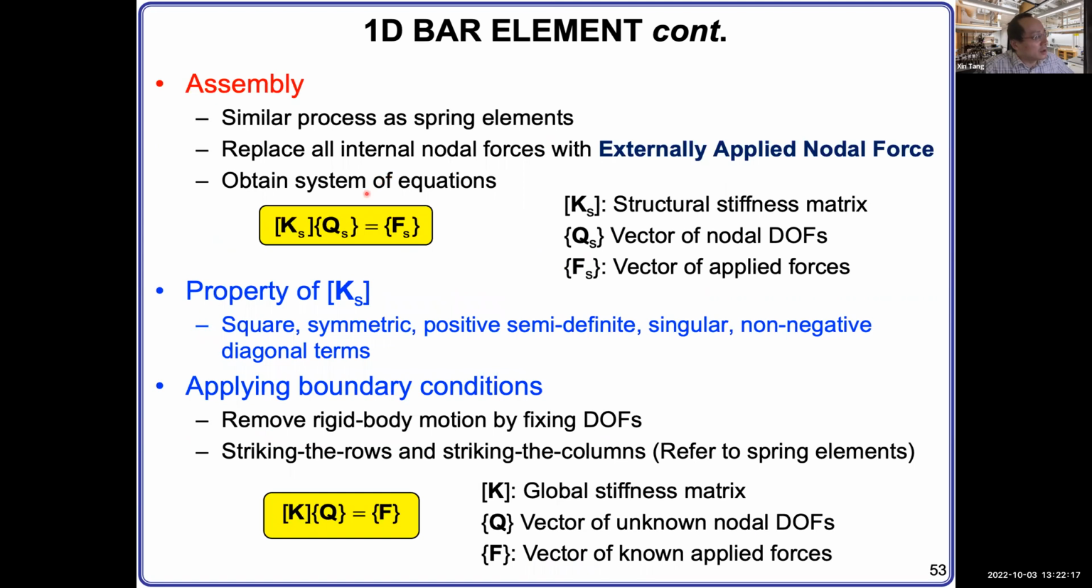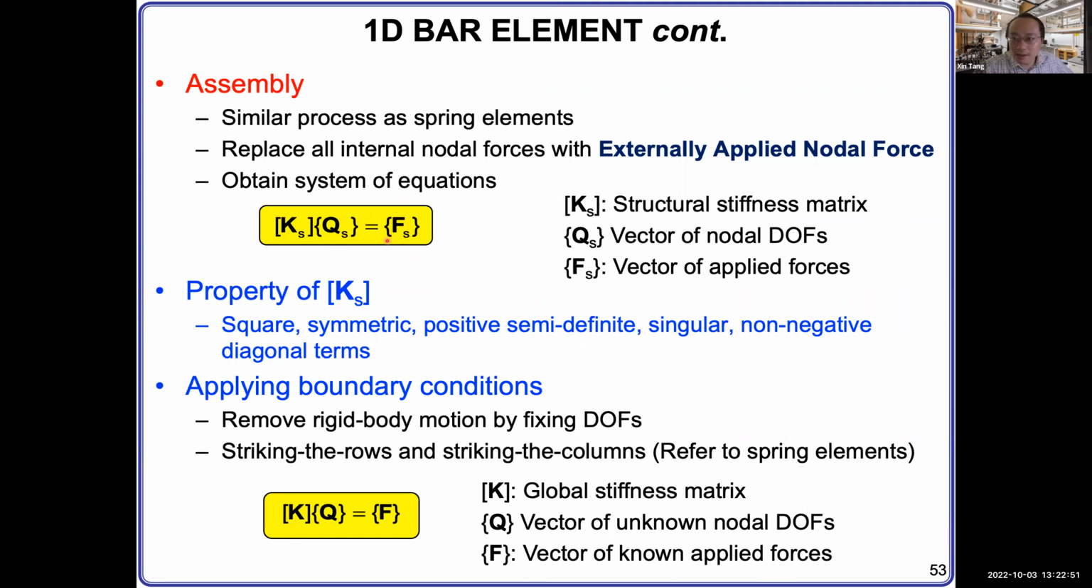So then we combine the equations and obtain the system equation. Ks is the structural stiffness matrix, the big one with all the bar elements combined together. Qs is the vector of node displacements, all the node degrees of freedom. When you add it together, node displacements will not add, because they're shared by all the elements, and node forces will add together.